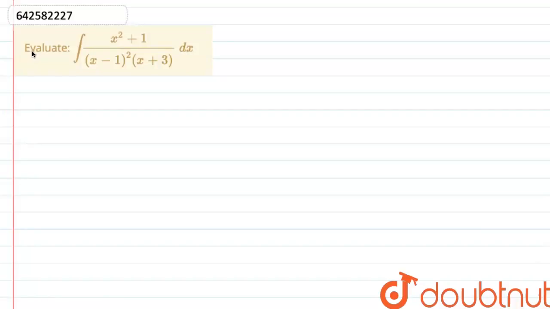Hello everyone, let's start the question. The question says, evaluate the integral of (x squared plus 1) by (x minus 1) squared times (x plus 3) dx.